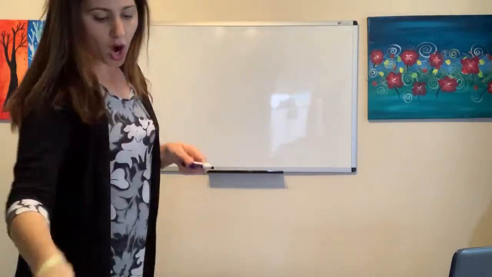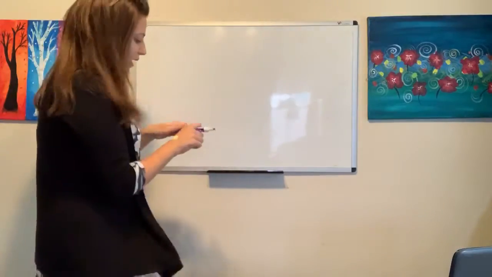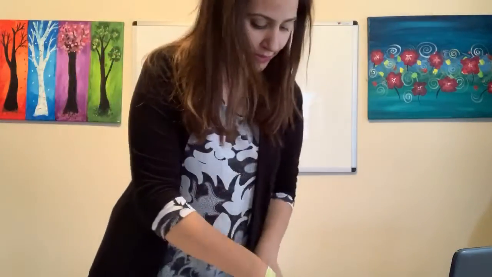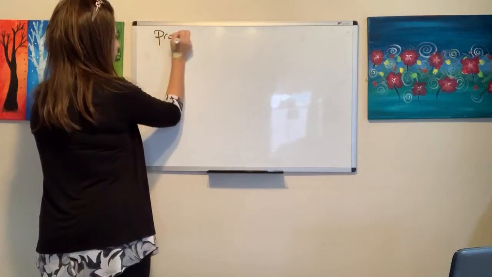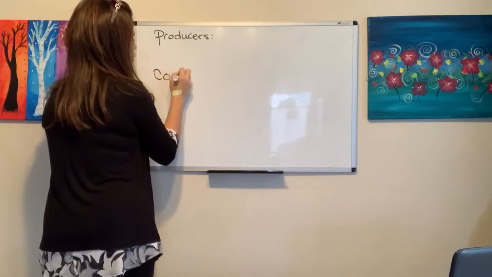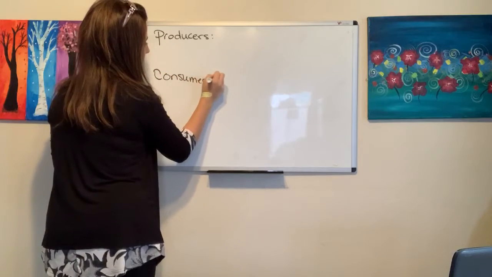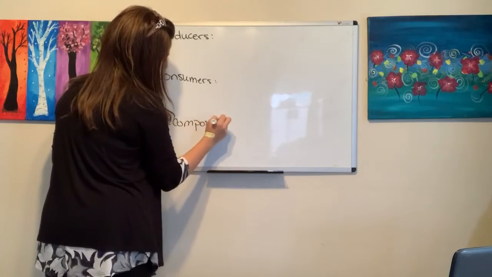So we know that there are different ways that organisms can get their food. We have 3 different categories of organisms. We have producers, we have consumers, and we have decomposers.